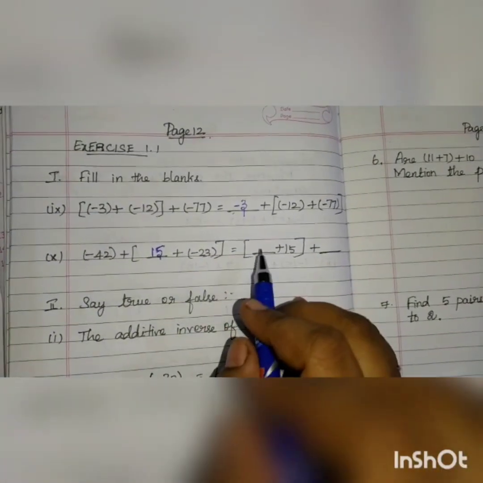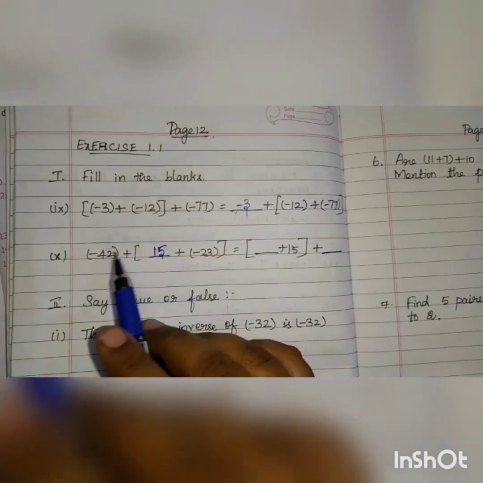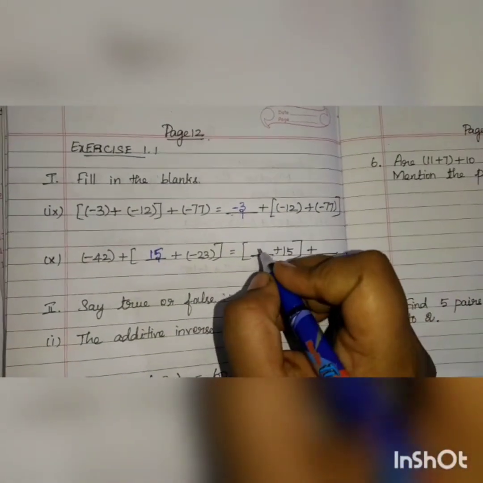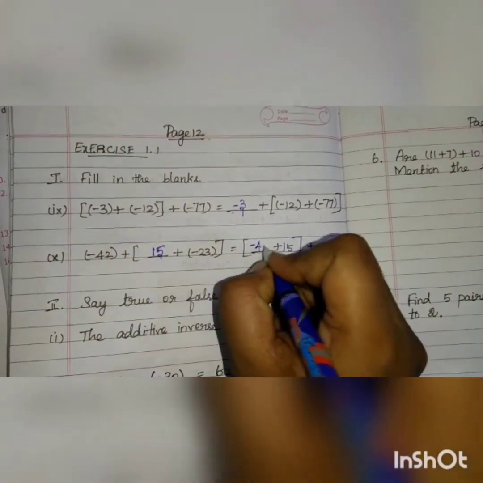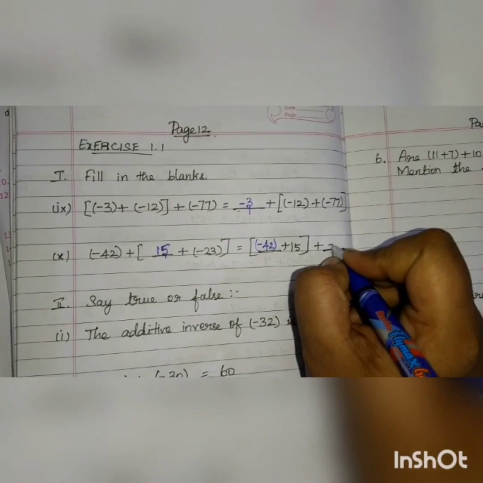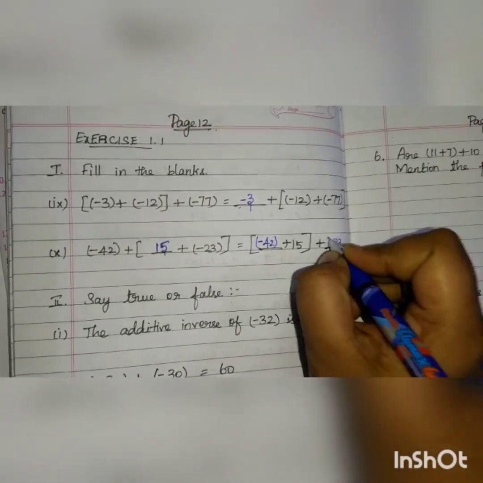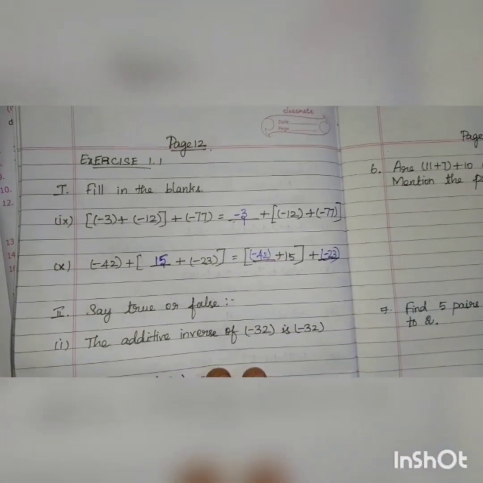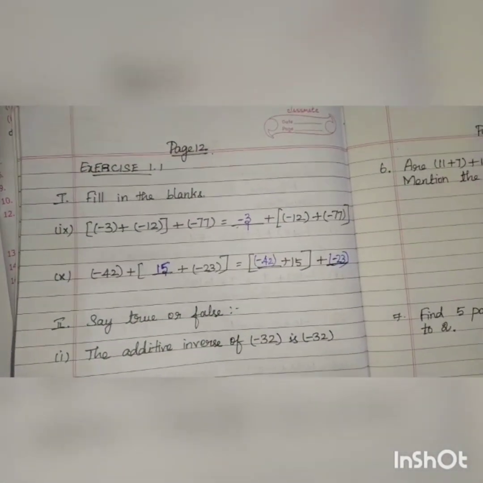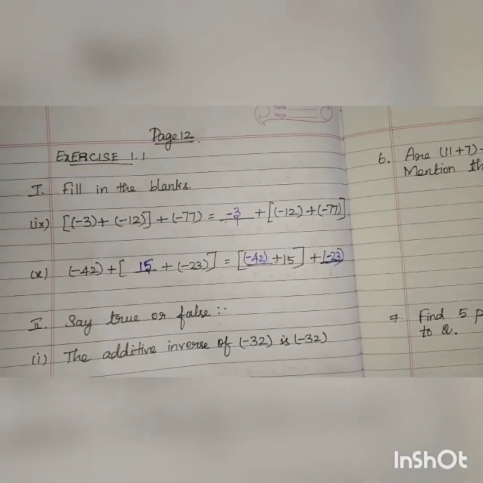After this, here 2 numbers are not there. So we take these 2 numbers and write them on this side. So minus 42, and then minus 23. Are you clear? Very simple. This is the 9th and 10th sum in the first Roman numeral.